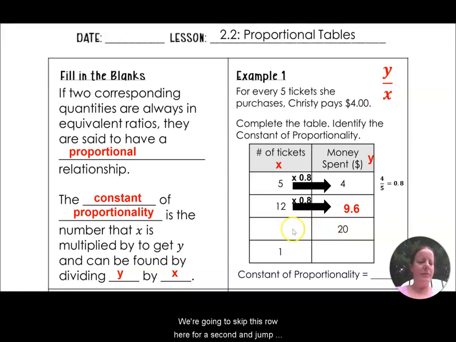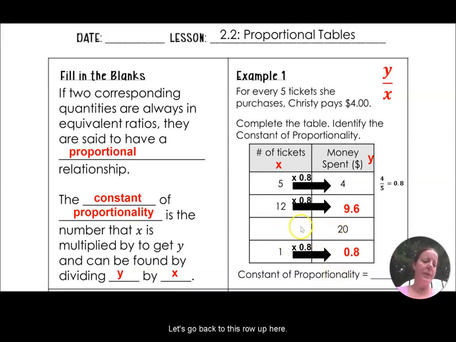We're going to skip this row here for a second and jump down to the bottom. I'm going to draw the same arrow. Notice that it's all the values that are in the x column. And I'm multiplying by the same value as the other arrows. So 1 times 0.8 is 0.8. Let's go back to this row up here. Since I don't have a number in the x column, I can't multiply something times 0.8 to equal 20. That's weird. It's not easy.